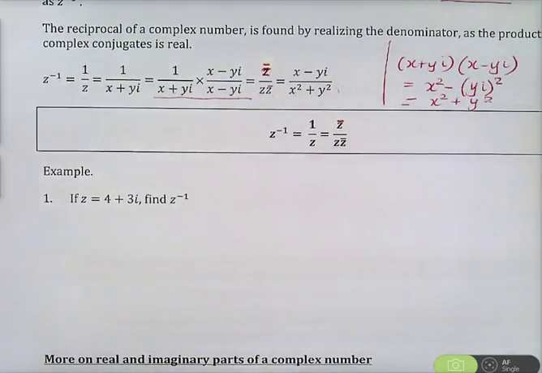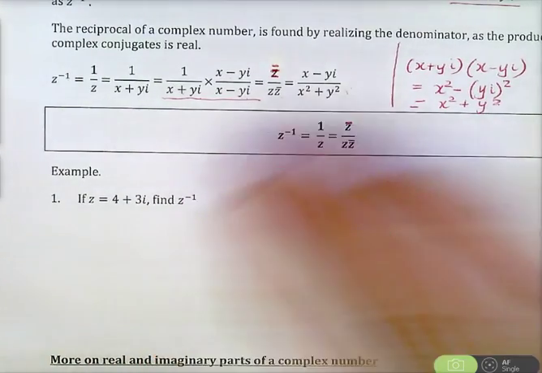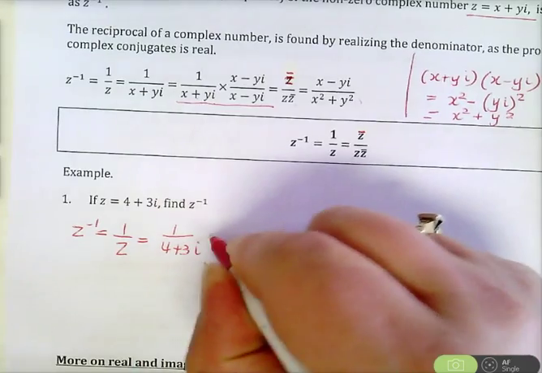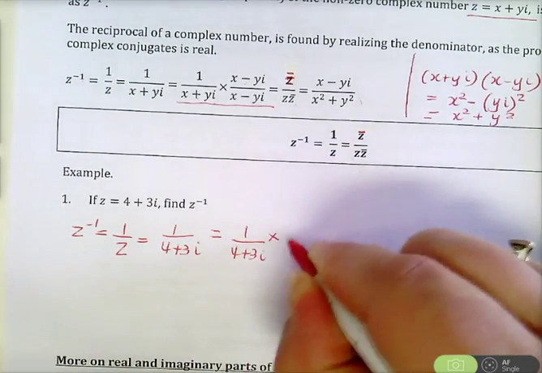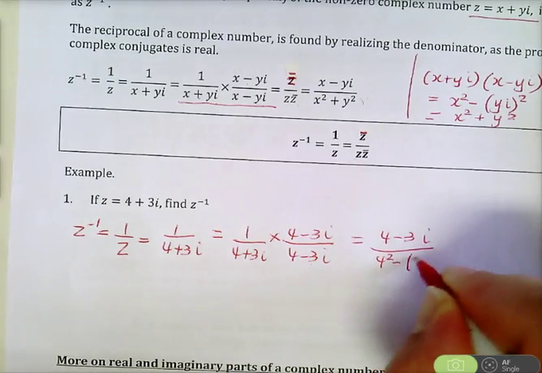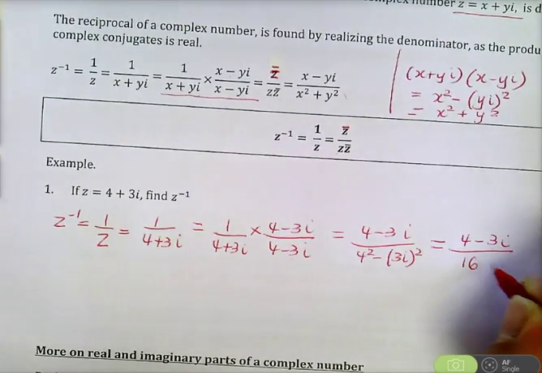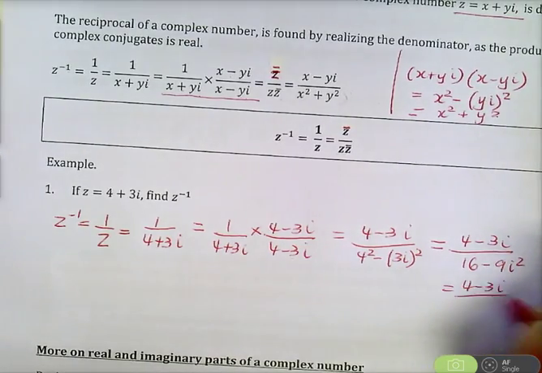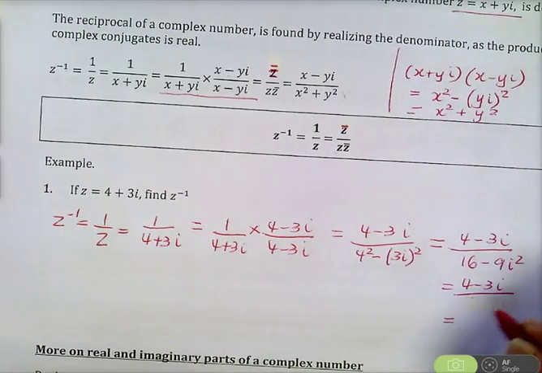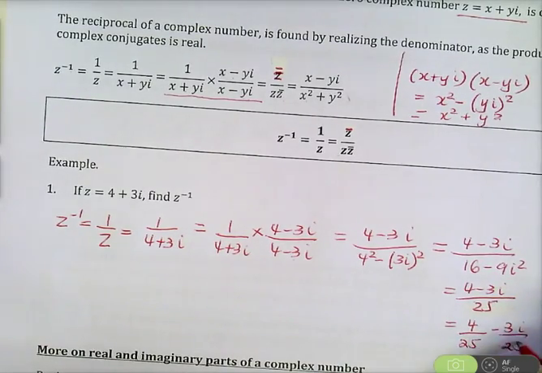Okay, an example here. If z equals 4 plus 3i, find z to the power of -1, or the multiplicative inverse of z. So z to the power of -1 is 1 over z, which is 1 over 4 plus 3i. And we know that that is 1 over 4 plus 3i times 4 minus 3i over 4 minus 3i, which is 4 minus 3i over 4 squared minus 3i all squared, which is 4 minus 3i over 16 minus 9i squared, which is 4 minus 3i over 16 plus 9, which is 25. I'll just write 25 there actually. 4 minus 3i over 25. So therefore, writing it in complex number form, it's 4 over 25 minus 3i over 25.